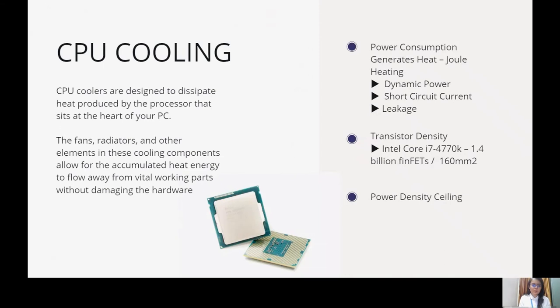Now, what is CPU cooling? Basically, CPU coolers are designed to dissipate heat produced by the processor that sits in the heart of the PC. The various components of a CPU cooler are fans, radiators, and other components, which allow the accumulated heat energy to flow away from vital working parts without damaging the hardware. And these are some properties of CPU cooling.